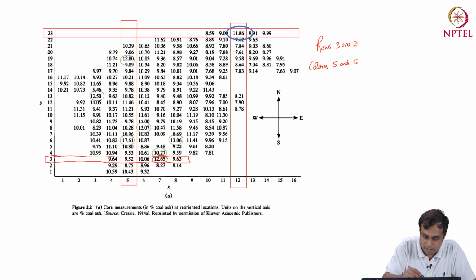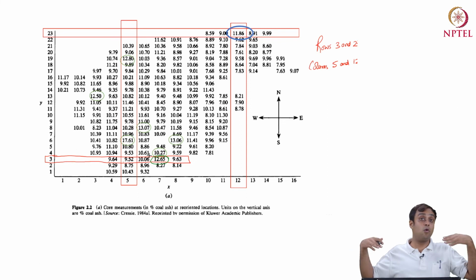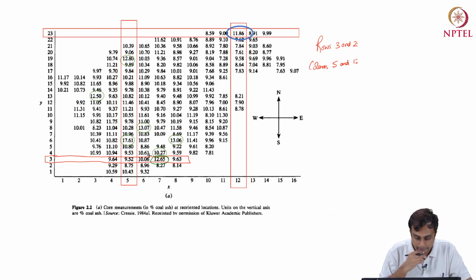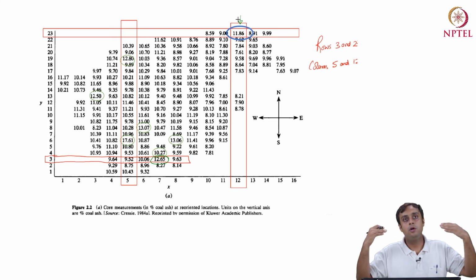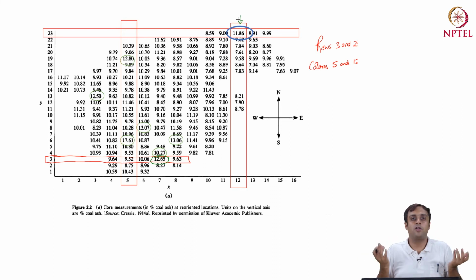I should use my green color. So 12.65 is a problematic value because it lies in a region where, in this row, everything is around 9. How come you had such a high value and then a drop right after that? Then row 23 has my 11.86, the value that we talked about. If you go east to west or towards south from this value, 11.86 sort of stands out.